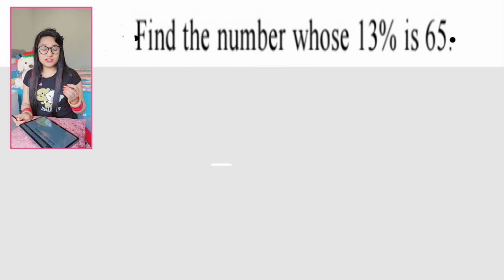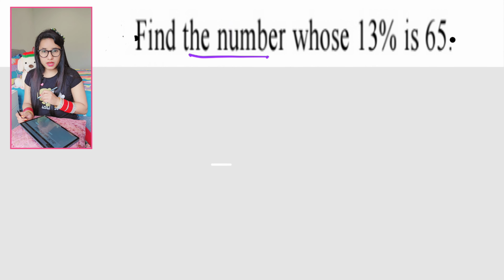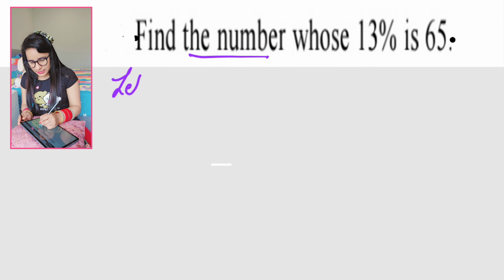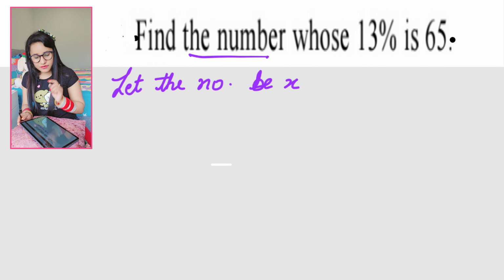This question is seen in almost every questionnaire. So let's try out this question. The question is, find the number whose 13% is 65. Now, those who are in class 7th or 8th, you have to follow the steps because step marking is always there, right? So whenever you get a question about the number, in mathematics the number is always x. So you will write down, let the number be x.